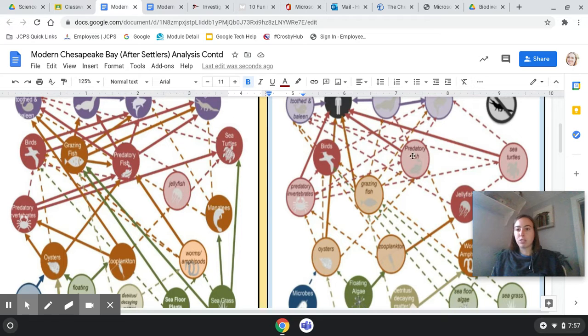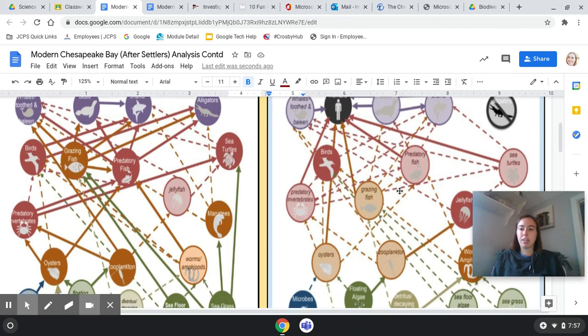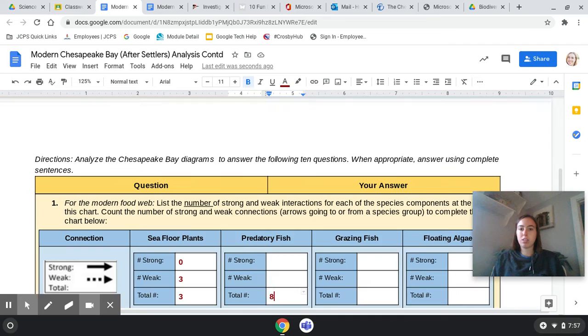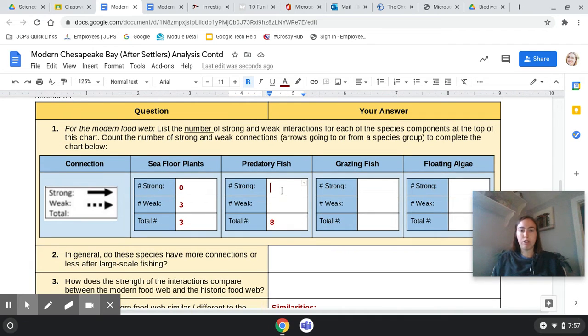And so for my predatory fish, I see all these dotted lines. The only one that is a solid line coming to or from predatory fish is the one with humans. So there's only one strong interaction, which means that the other 7 interactions are weak. So I'll fill in there's 1 strong, 7 weak.